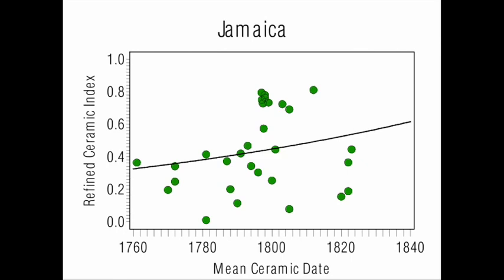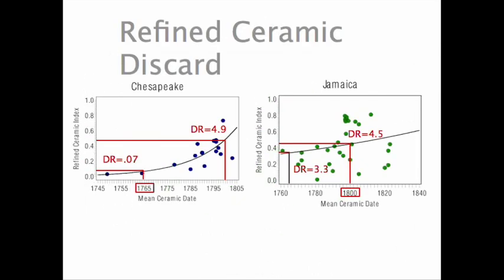I want you to note that there's not such a spike in consumption over time. It remains fairly level. But the rate is higher than in the Chesapeake. So here are the Chesapeake plots on the left, the Jamaica plots on the right. You can see that in 1765 in the Chesapeake, there are very low rates of use and discard of these expensive ceramics. But in the 1760s, it's more than double the rate of discard in Jamaica.